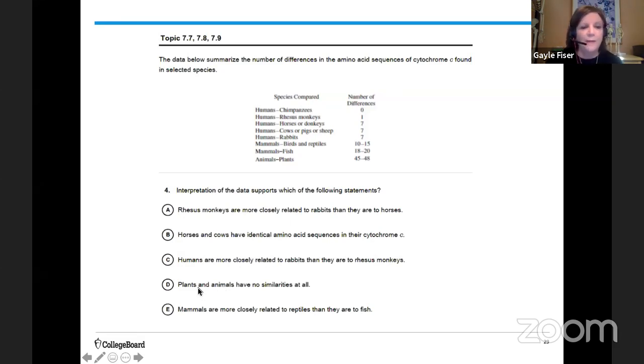Plants and animals have no similarities at all. Yes, they do, because if there are 45 to 48 differences, that means there are similarities also. And mammals are more closely related to reptiles than they are to fish. We have mammals to reptiles, only 10 to 15 differences, and mammals to fish, 18 to 20. So we are more closely related to birds and reptiles than to fish. So the answer to that is E.